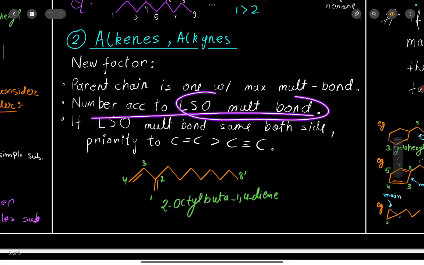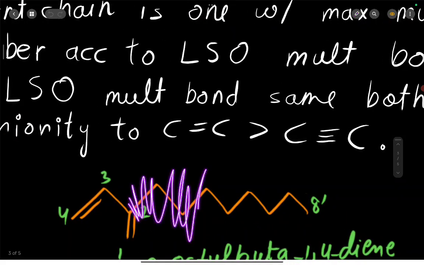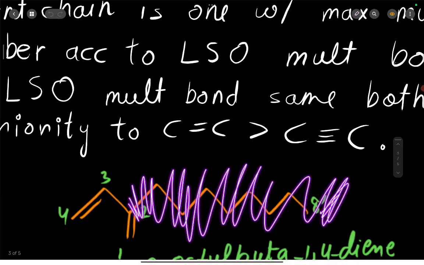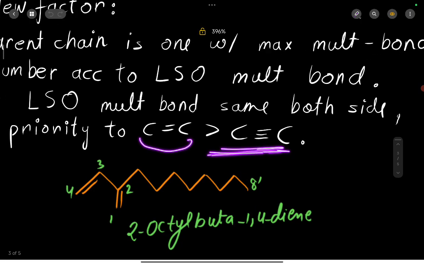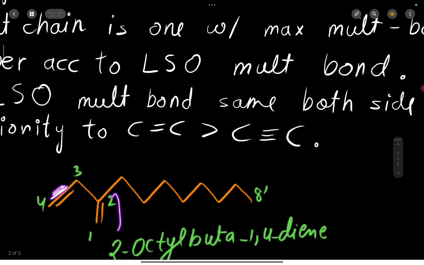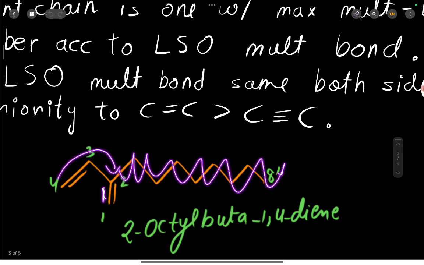Number according to lowest set of multiple bond. If the lowest set for the multiple bond is the same both sides, for example, let's say that there was a triple bond here and you were asked which way do I number it. Well, in that case, you are going to give priority to the double bond in place of the triple bond. So if there was a triple bond here, you would still name it this way. But if the triple bond happened to be here, you would name it this way because double bond takes priority over triple bond.